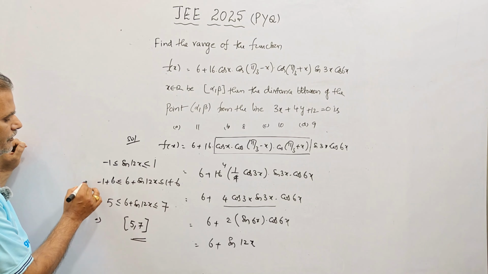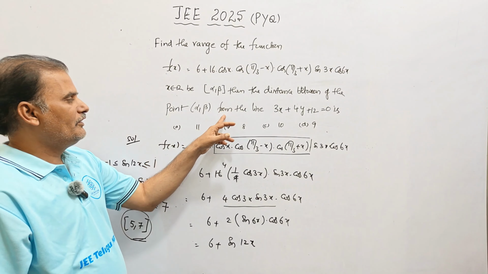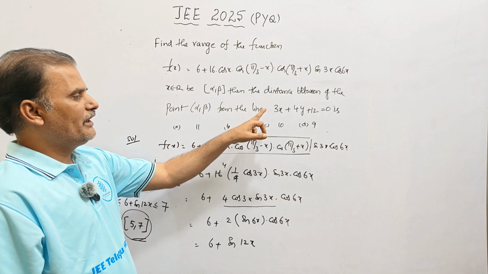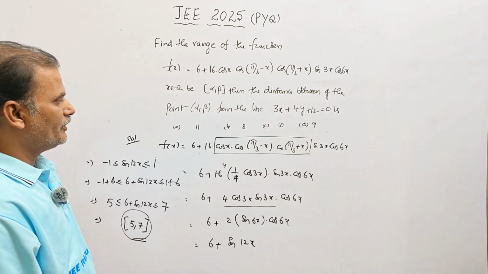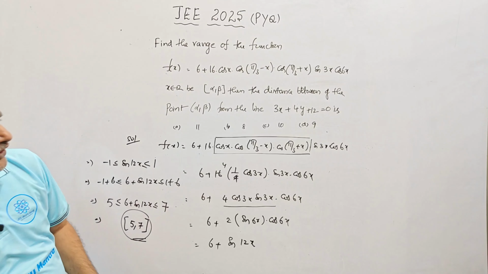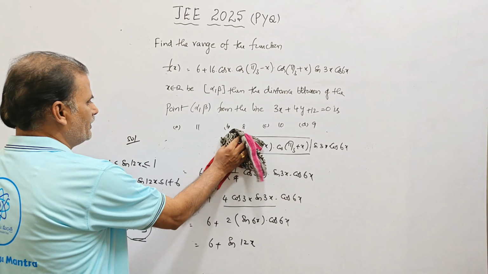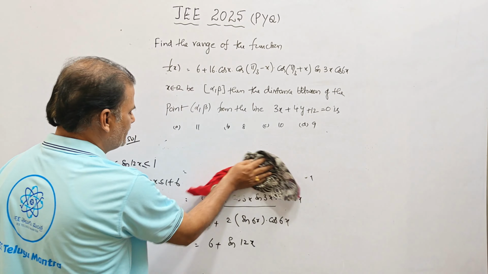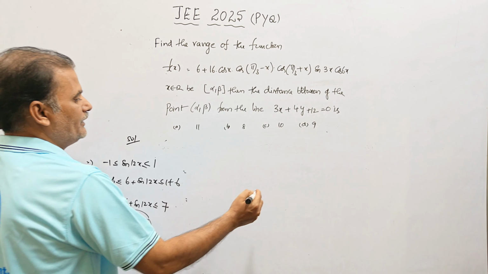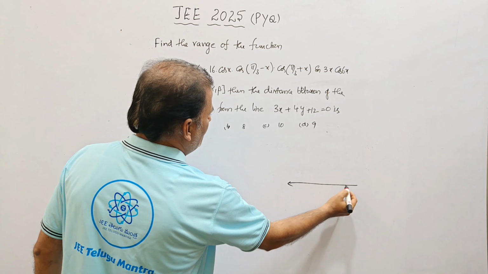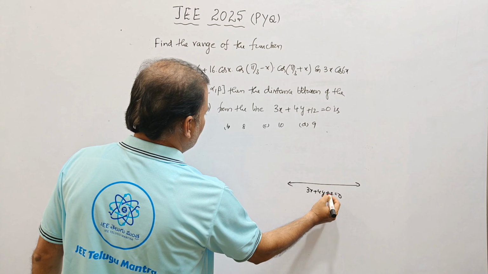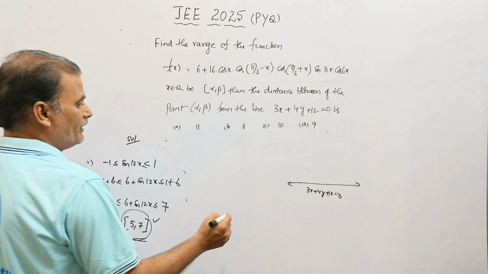That is alpha comma beta. Now here what do they want? The distance between the point alpha comma beta and the line 3x plus 4y plus 12 is equal to 0. This is the line 3x plus 4y plus 12 equals 0, and the point is 5 comma 7.